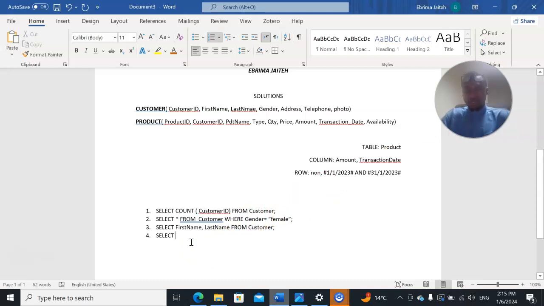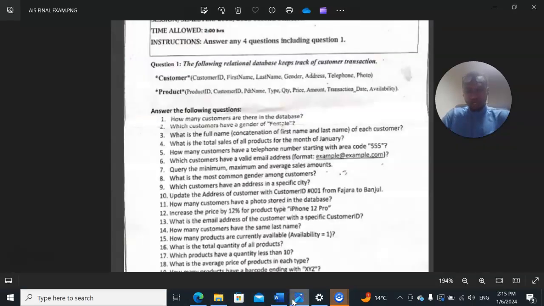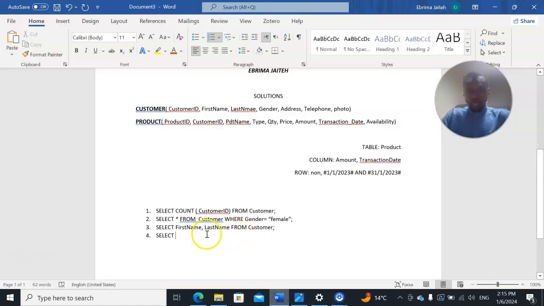The question says what is the total? What is the total? So we are going to use select sum of the amount as total underscore total sales. Okay, total sales. So when you look at here, this as total sales, it means that when you calculate sum of this amount, the figure that you will have will be named on top as what?